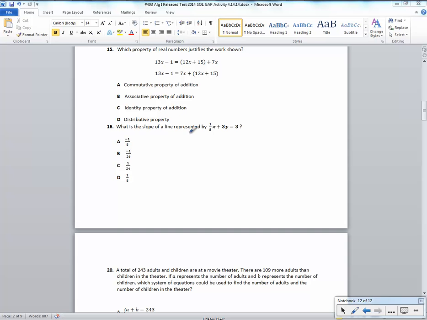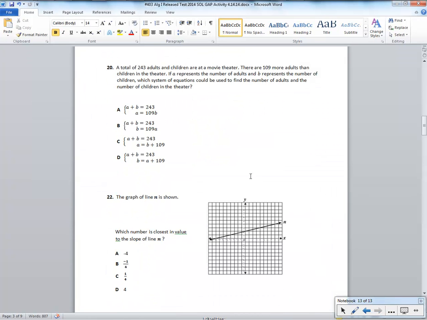Number 16, the slope, you have to get this so that it looks like y equals mx plus b, where m is your slope. Number 20, what you need to do is basically turn this word problem into an equation. You're not actually doing any math, you just need to know what operations you're doing there.